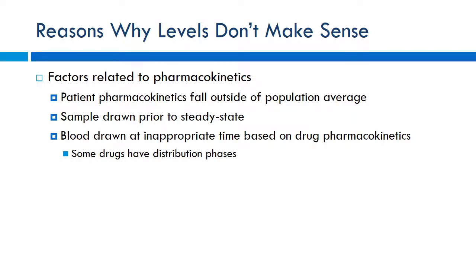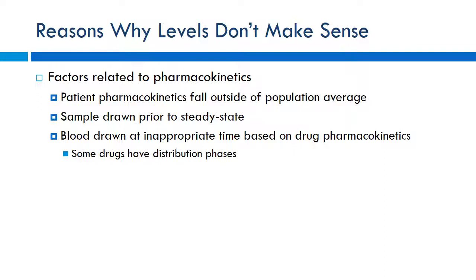Okay, looking at factors related to the pharmacokinetics. So again, reasons why the levels may not make sense. Patient pharmacokinetics may fall outside of the population average. Maybe they have some difference in their volume of distribution or their clearance, or whatever happens to be. Maybe they are extremely edematous, and that's causing the drug to have a different volume of distribution now. If you draw a sample prior to steady state, that can also be affecting this.